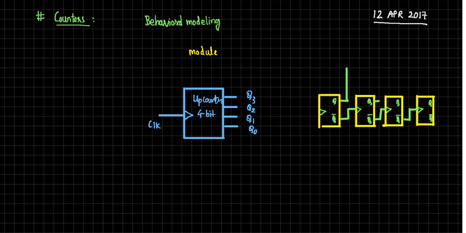Remember this structure? What counter is this? It's a 4-bit asynchronous positive edge triggered up counter. Okay, good. What is this? A T flip-flop, right?